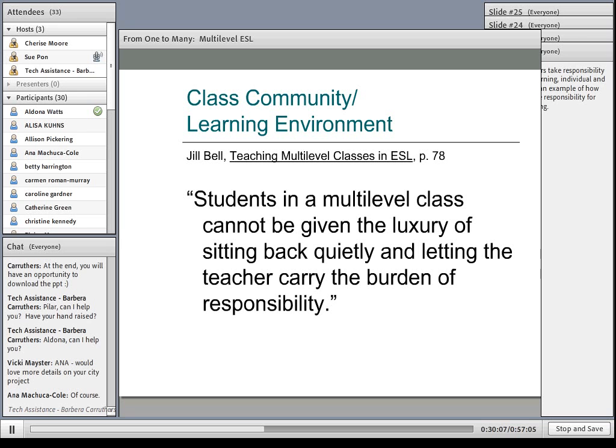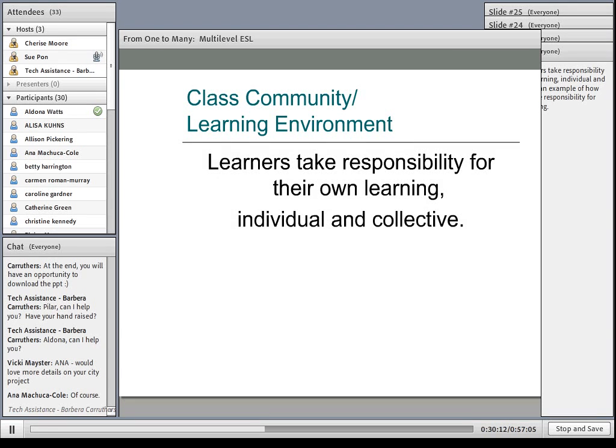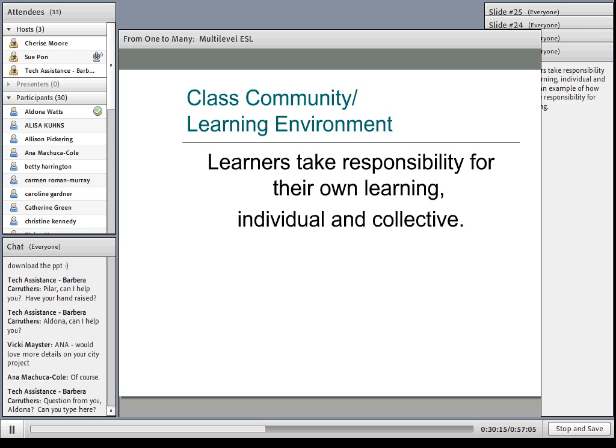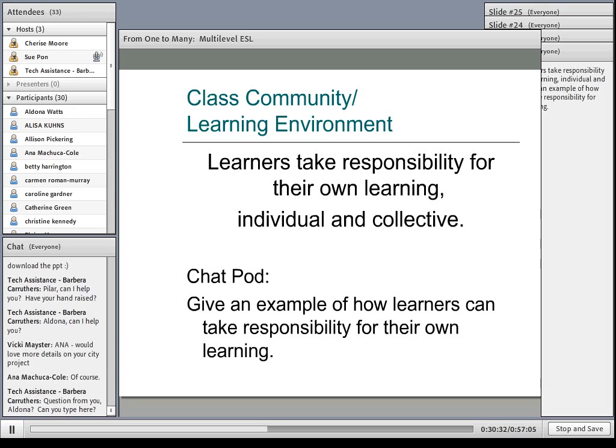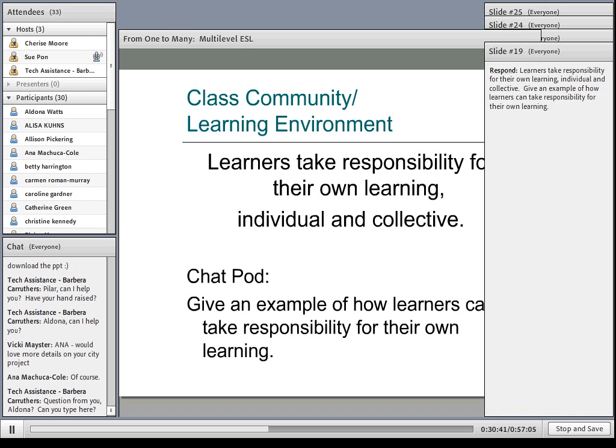So I'd like to ask you to take a moment to think about the students in your class. And I'd like to suggest that students take responsibility for their own learning, their individual learning and their collective learning, and to think about what that looks like. In the chat pod that we will bring up, I'd like to ask you to share an example of how learners can take responsibility for their own learning. And we'll take two minutes to do this.